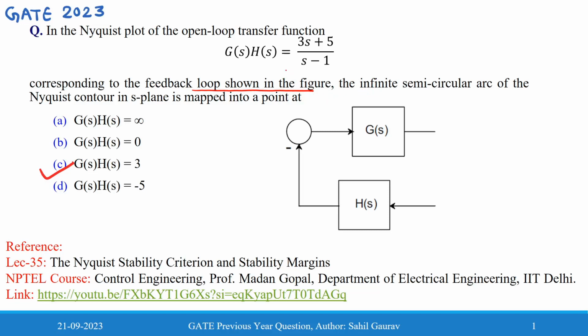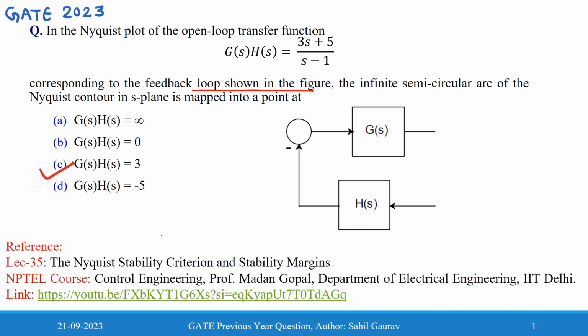So in this problem, we have to find the mapping of this Nyquist contour in the s-plane, and this is mapped at a point. So what should be the value? The options are given as G(s)H(s) equal to infinity, G(s)H(s) equal to 0, G(s)H(s) equal to 3, G(s)H(s) equal to minus 5.